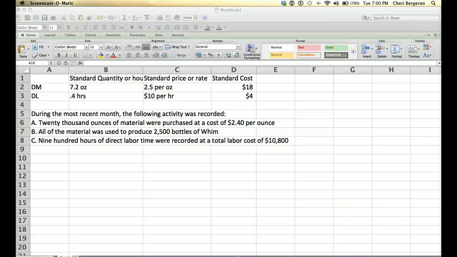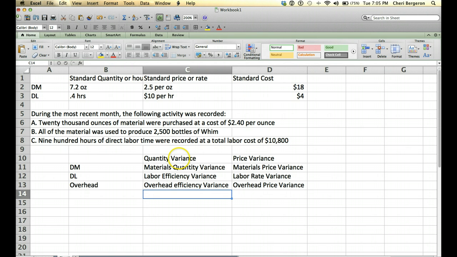Okay, so what this problem does is it takes a variance, which is just the difference in what we thought we were going to get and our actual, and then it's going to break it down into two parts. That is the quantity difference, how much of the difference was because of a different quantity or different hours than what we expected, and the second part is how much of it was difference from price or rate. Okay, and when we break this down between quantity and price, we're going to be looking at it in terms of direct materials, direct labor, and overhead.